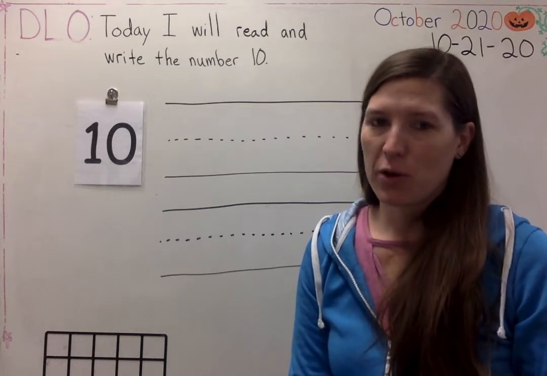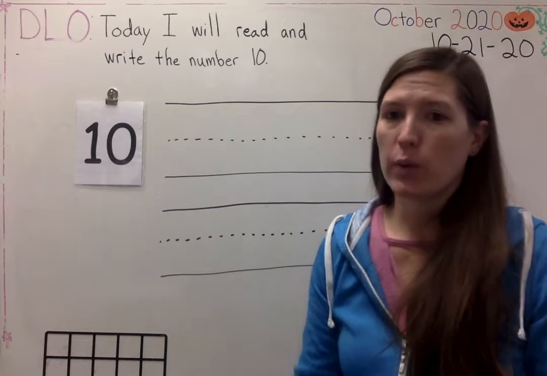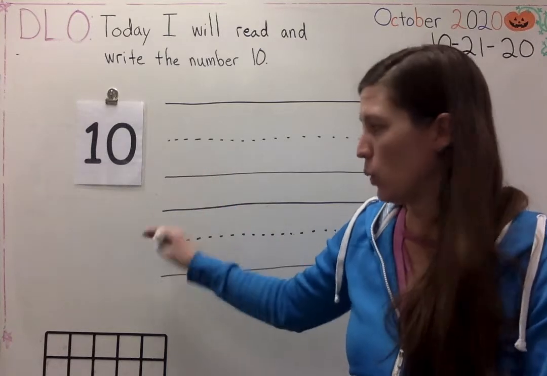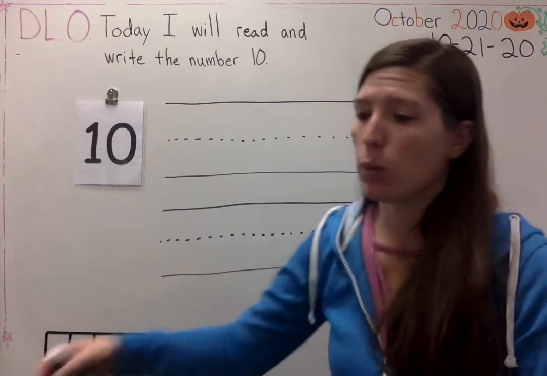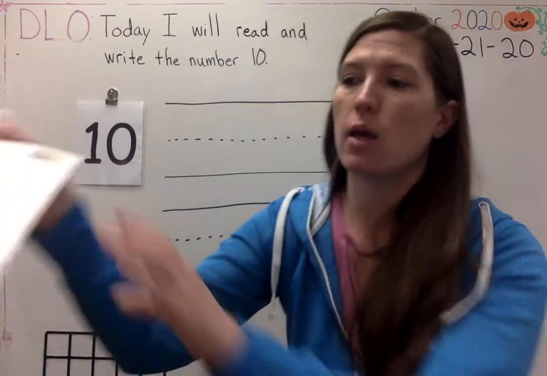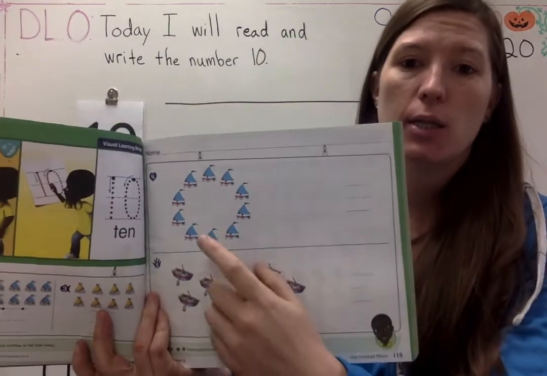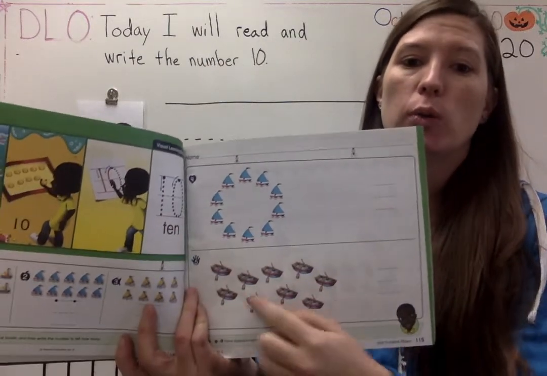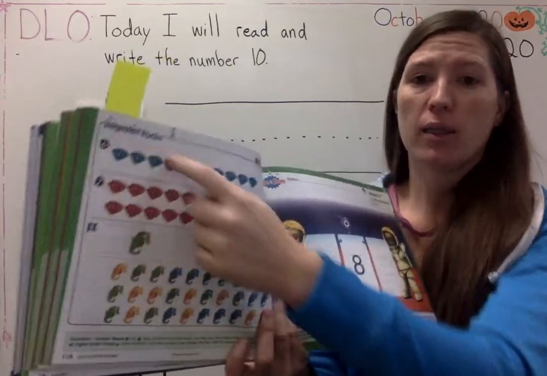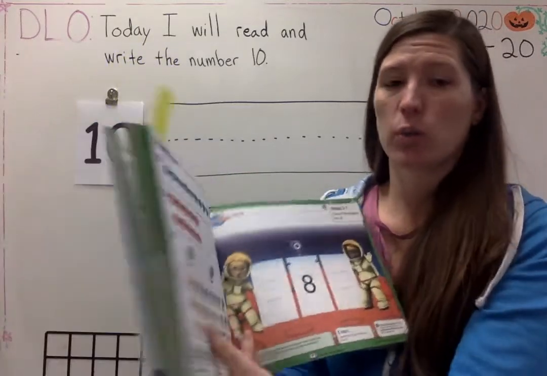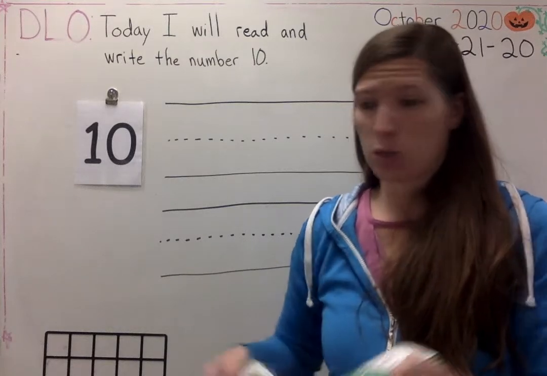Let's continue with our number 10. After we read our DLO, we're going to practice writing the number 10. We will review 6, 7, 8, 9, and then we will practice counting objects in different arrangements. Here's a circle, here's some rows, and a line, 2 rows, and then scattered. So we're going to practice a few different ways so that you can be math experts.